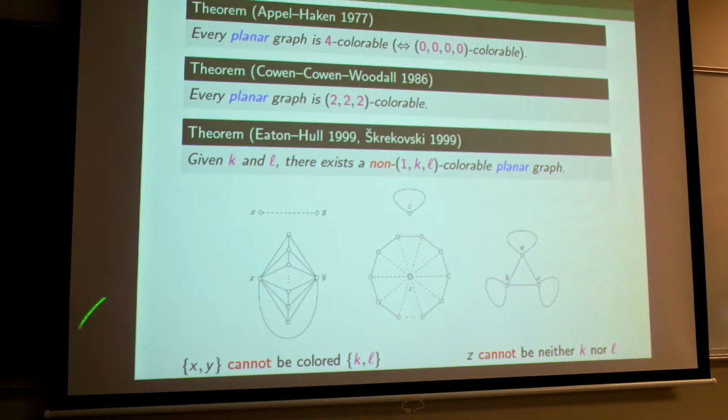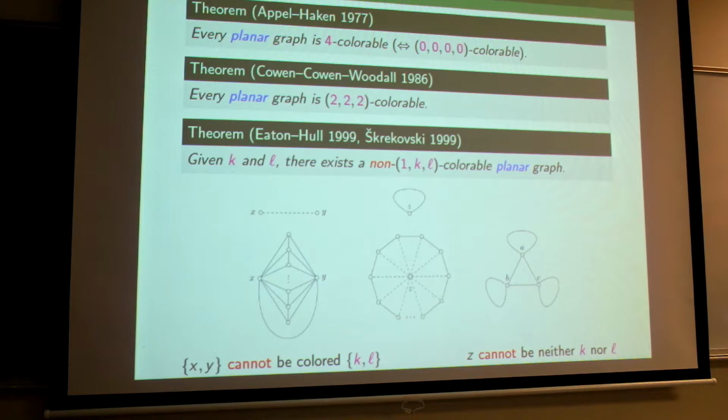So this was a small claim that you cannot color x with k and y with l. So let me denote this graph with this dotted line. What's denoted here is that I have this very, very long cycle, and I have a vertex in the middle. And this dotted line just means this construction over here.